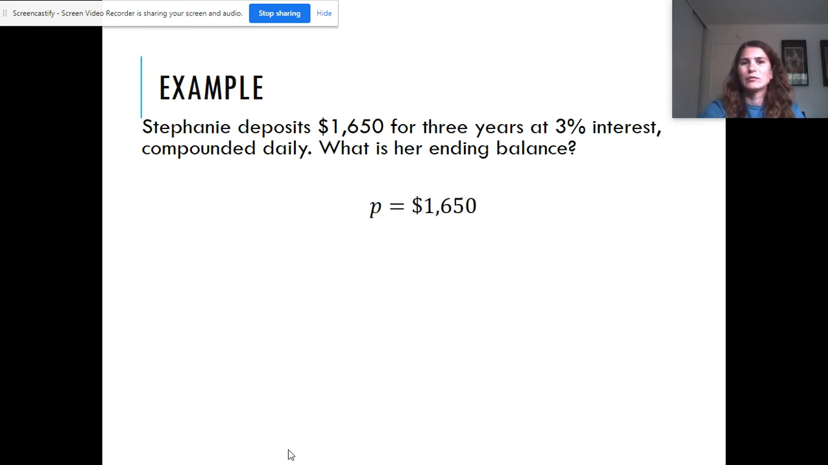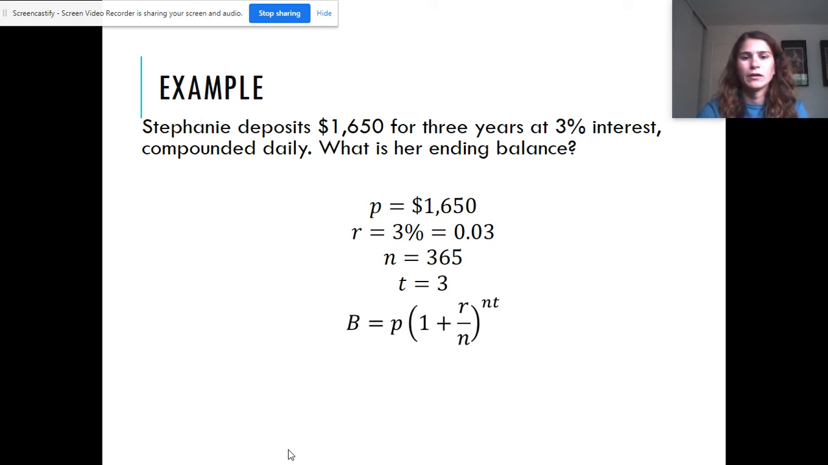So we're going to identify our variables. Our principal is the $1,650. Our interest rate is the 3%. Again, it was given to you as a percentage, and now it's going to be 0.03 as a decimal. N is the 365 times it's going to be charging you interest. Compounded daily, in that 1 year, it's going to charge you 365 times. And then T, our time, is 3 years. So we're leaving that money in the account for 3 years. So we're going to use our compound interest formula because I do not want to calculate that using the simple interest formula 365 times.